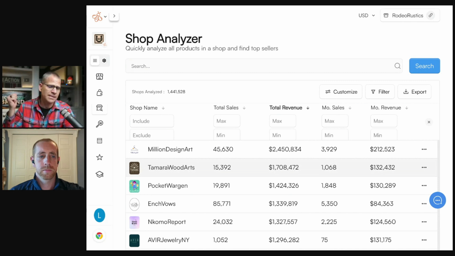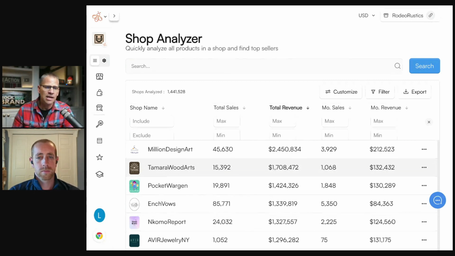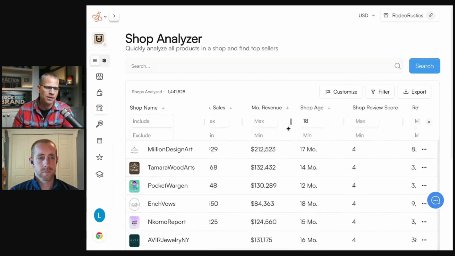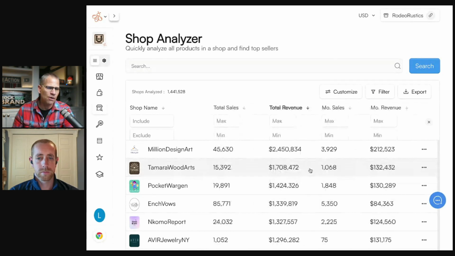And I can do this for 12 months. I can do it for 6 months. I can do all of that. So this is giving me not a listing. This is the actual shop age, right? And so we're looking at these right now. So we can look over here and go, okay.